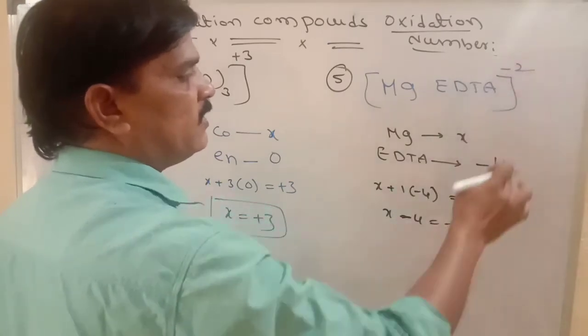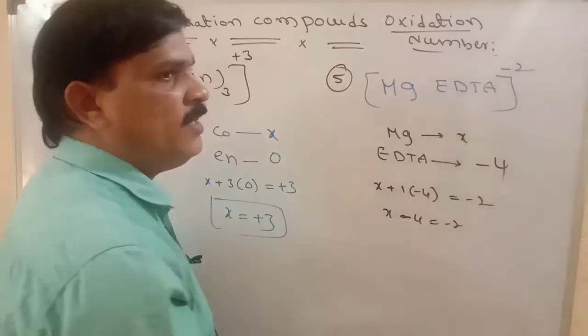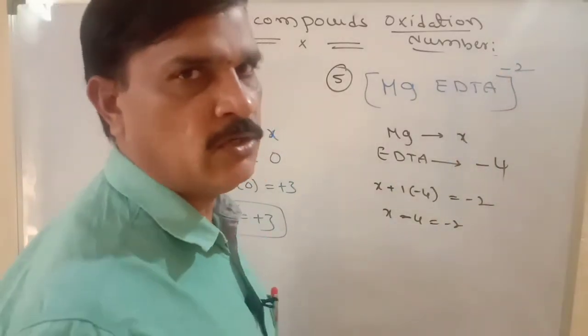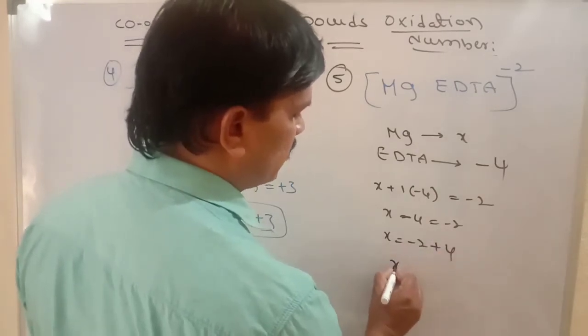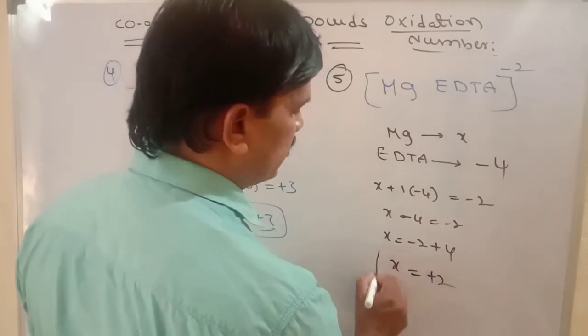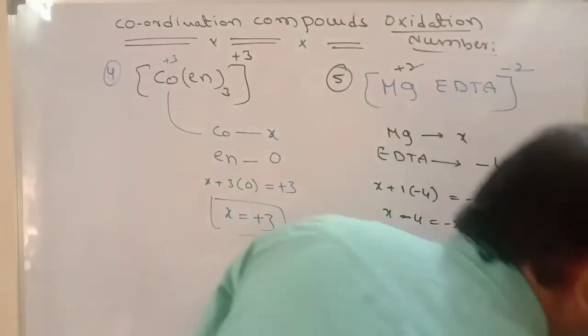If it is plus 1, take plus 1. Positive charge means positive charge, negative charge means negative charge, and if nothing is written, just take 0. Okay, X equal to minus 2 plus 4. X equal to plus 2. X equal to plus 2 means here the magnesium oxidation state is plus 2 in this complex compound.